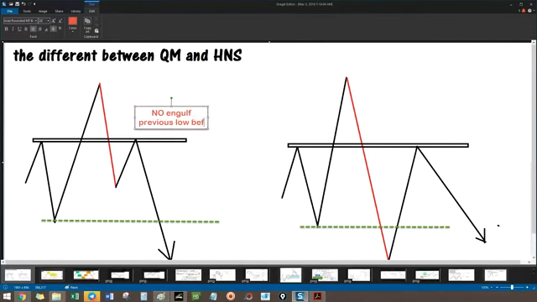Of previous low before we test to right shoulder.